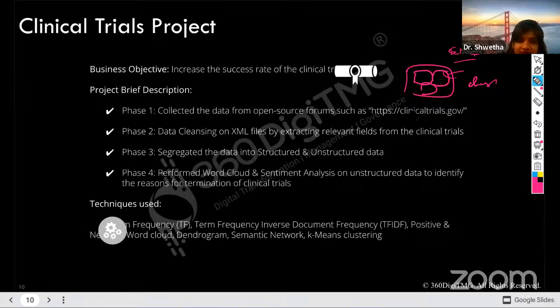to analyze that. This data will first be segregated into structured and unstructured data. On the unstructured data, we again perform different analyses, like word cloud and sentiment analysis, so that we can understand the reason why the trials were terminated.